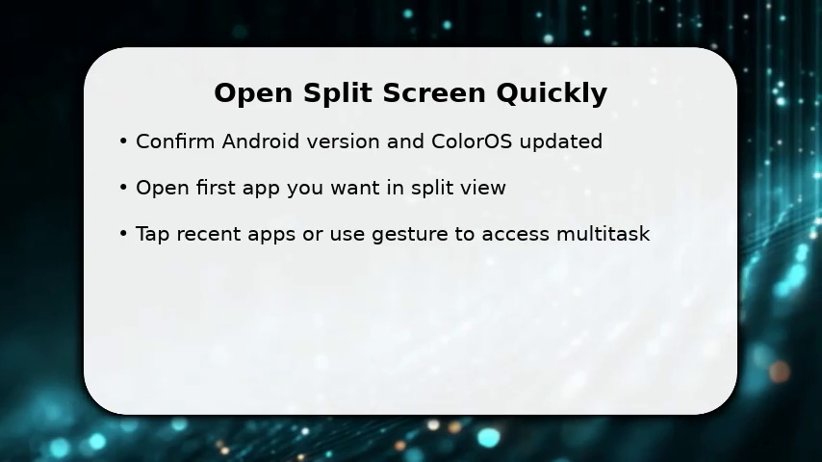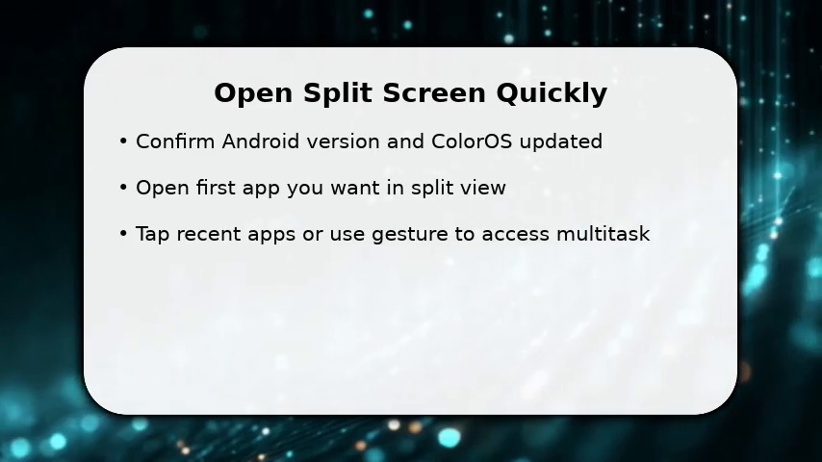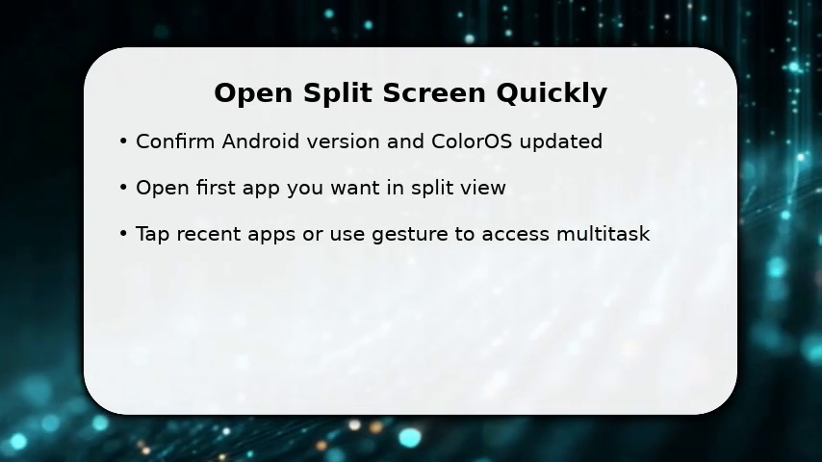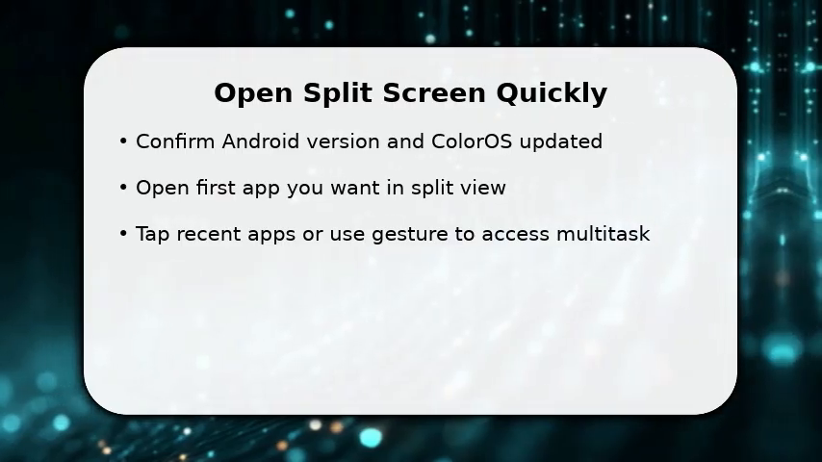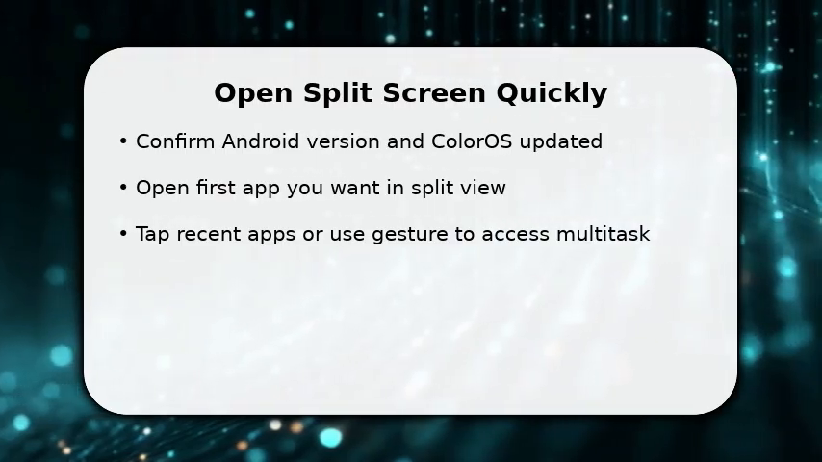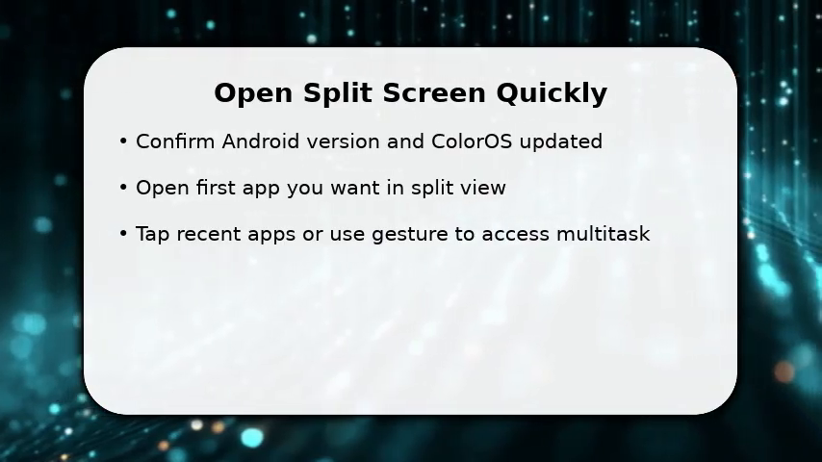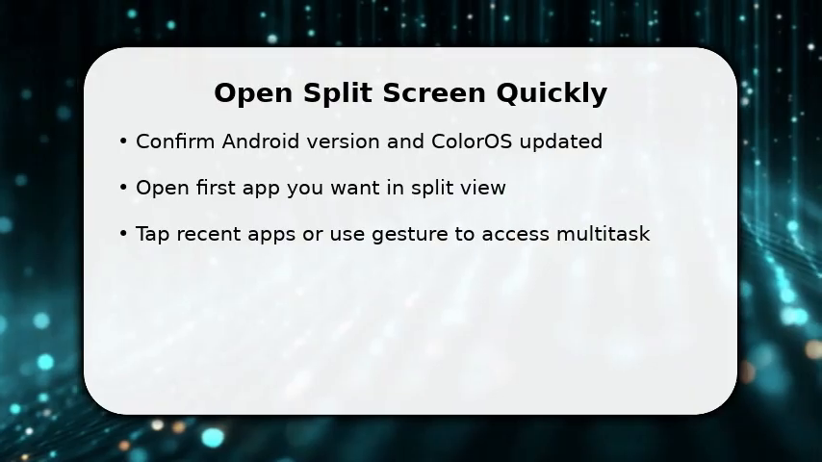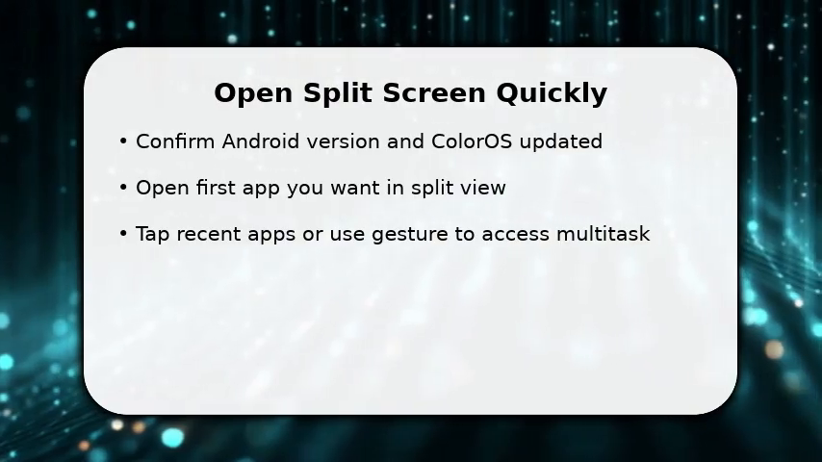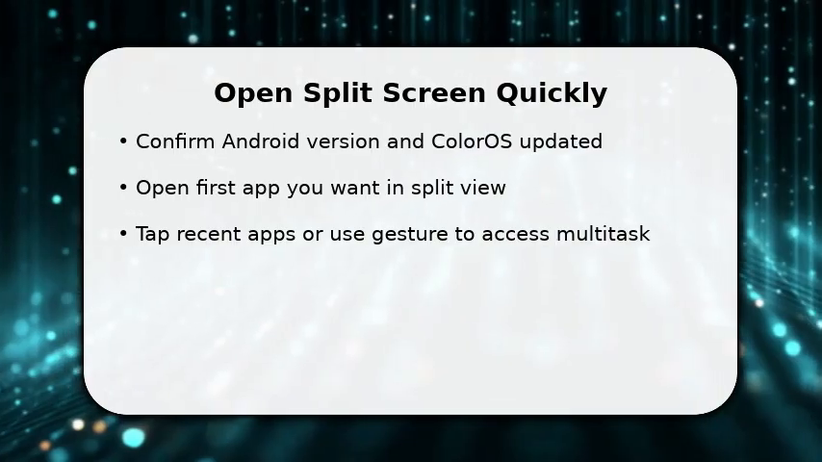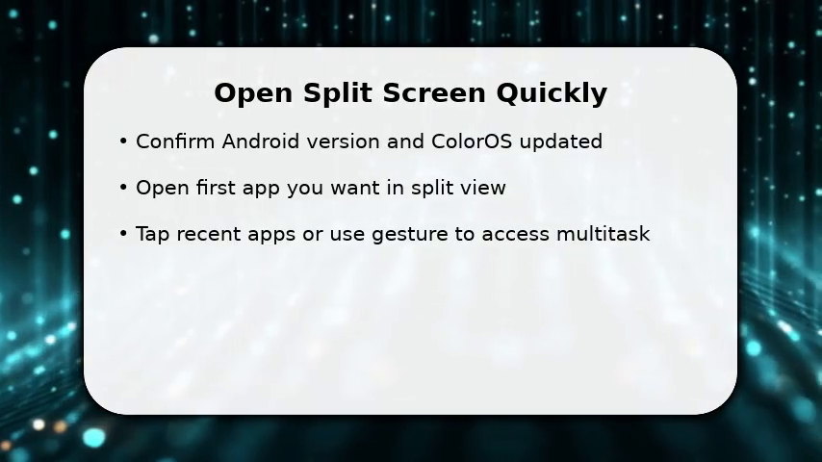Enjoy the video. You start by opening the first app you want visible. This sets one half of the split. Once the app is active, bring up recent apps either with the navigation button or the gesture swipe. Make sure your ColorOS and system gestures are enabled in settings so the recent view works correctly. You do this to pin the first app. Without it, the system cannot assign the top or left pane.